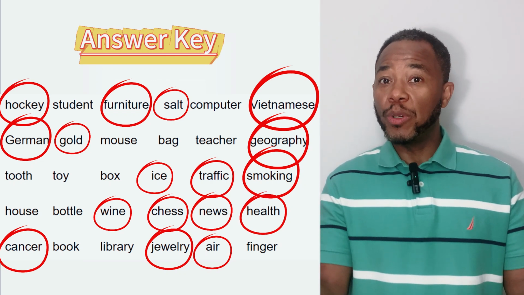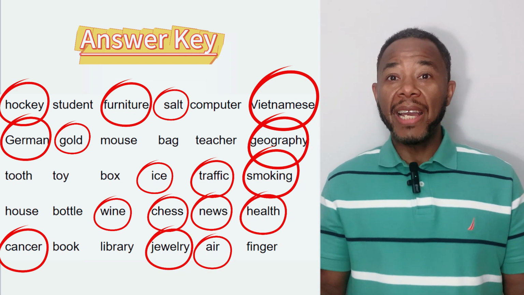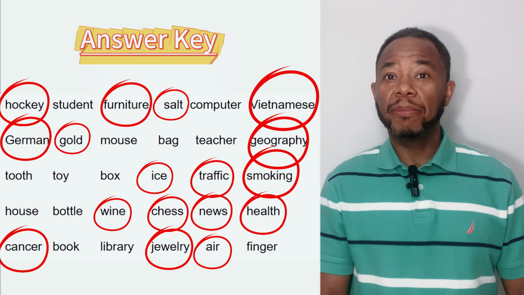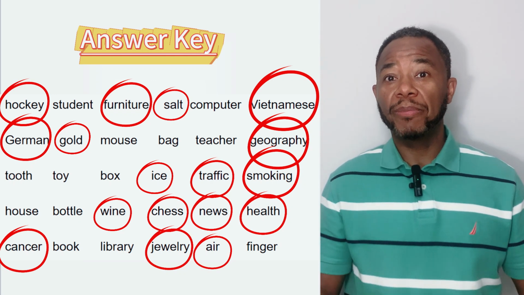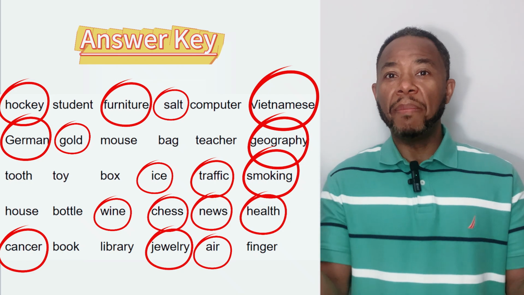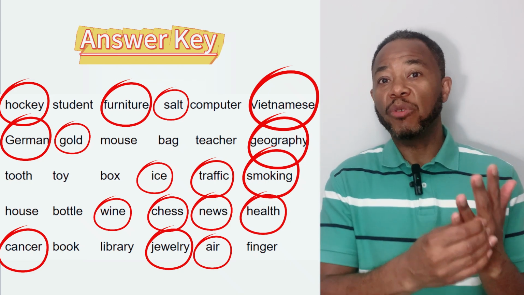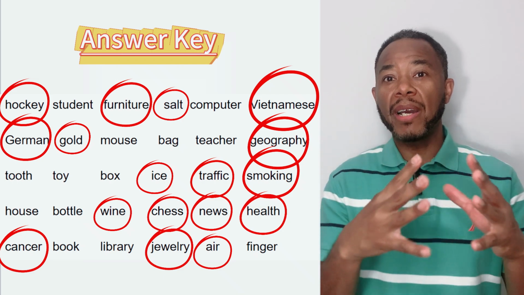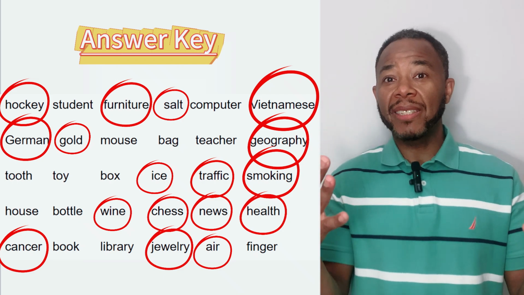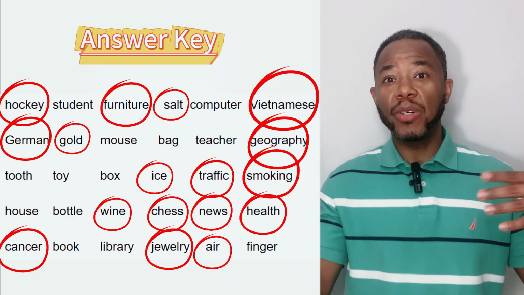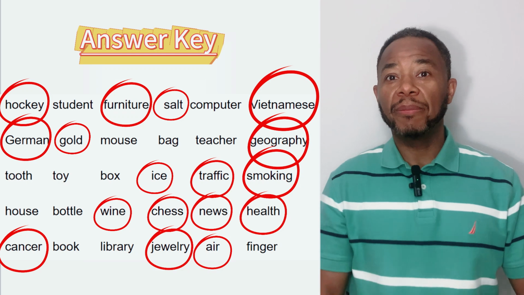Salt is also food or a substance, actually. Ice. Substance. Chess. Chess is a game, a sport. Jewelry. This is a mass, a group of necklaces and bracelets and rings. All of these make up jewelry. Traffic. Traffic is also a mass. Cars, bicycles, buses, all of these together make up traffic.